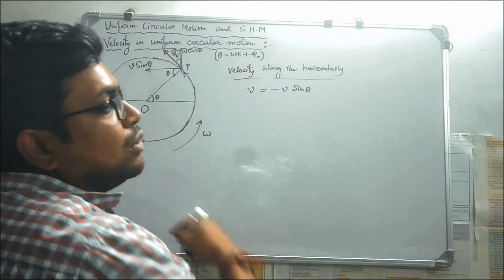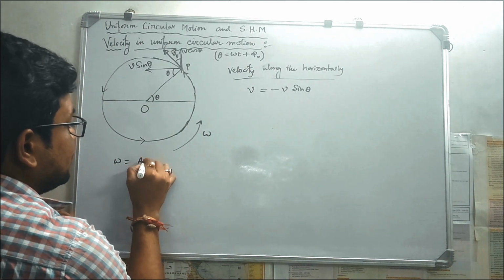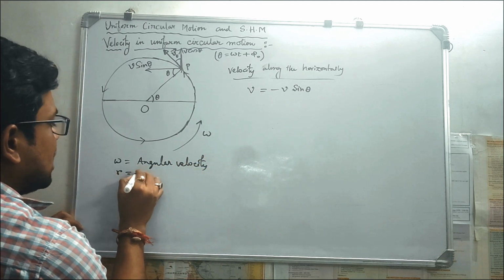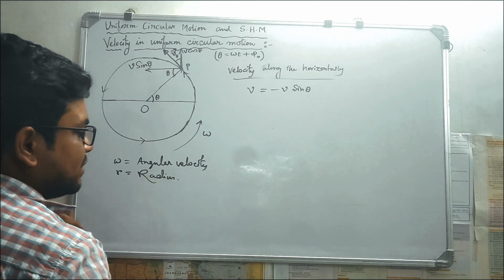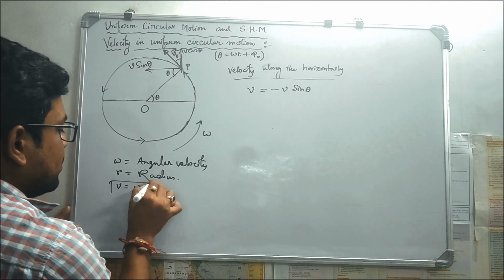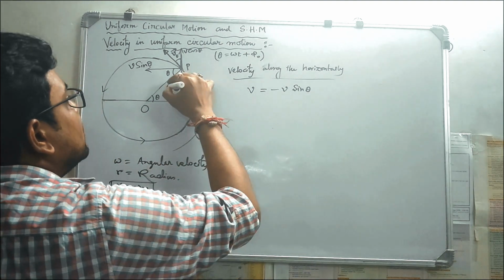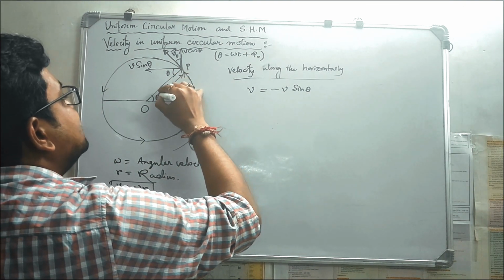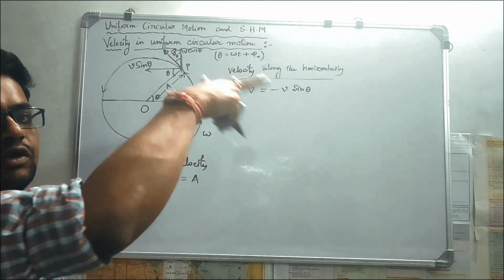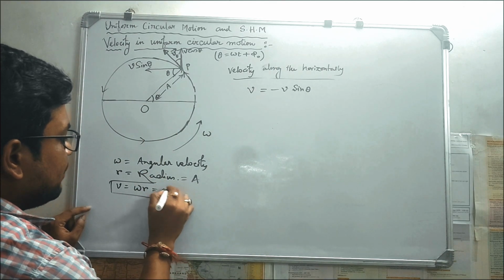And we know in case of circular motion, if omega is the angular velocity and r is the radius of the circle, then v equals omega r, or r cross omega basically. So v equals omega r. Here r is radius, but in this figure, this is called amplitude. So amplitude itself is the radius for uniform circular motion. So I will write v equals omega a.